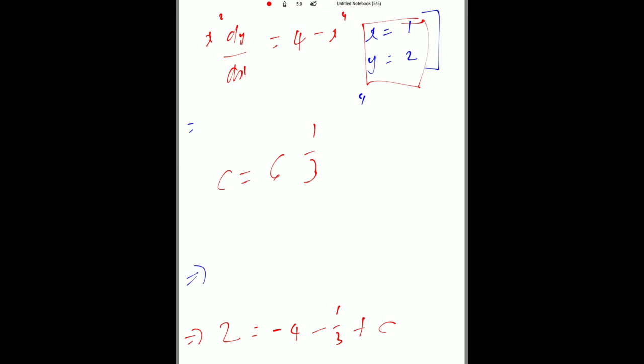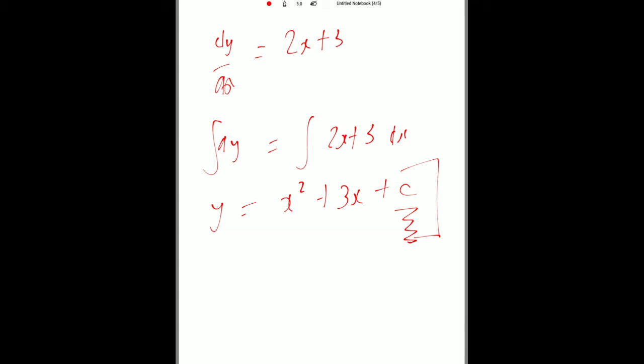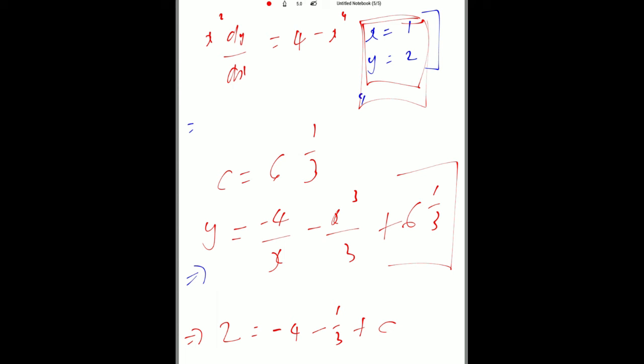So what does that suggest? That suggests to us that the particular solution of this differential equation is negative 4 over x minus x cubed over 3 plus 6 and 1/3. And you heard me a while ago refer to this as the particular solution. Where we keep our constant of integration, as was the case right here, that's referred to as our general solution. Our particular solution is found by using values that are given to us to find the actual particular value of our constant of integration.